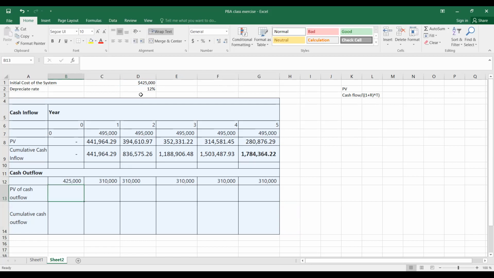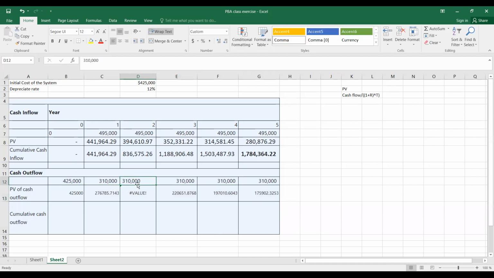So the present value for cash outflow is equal to your cash flow value, divided by double opening of the brackets. So 1 plus 0.12. Why 0.12? Because our discount rate is 12%. 12% is the same as 12 on 100, therefore 0.12. Close the bracket, to the power of the time, which is 0, and then close the bracket once again. So this is the value, find the precision point, and then drag it across.